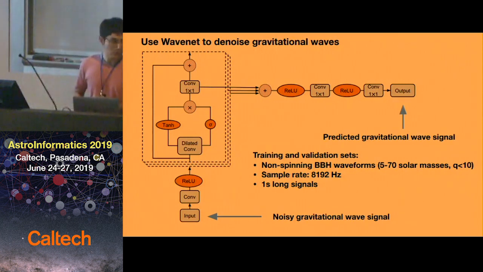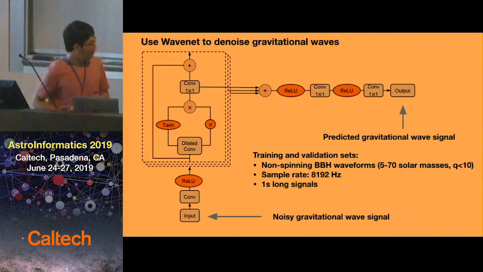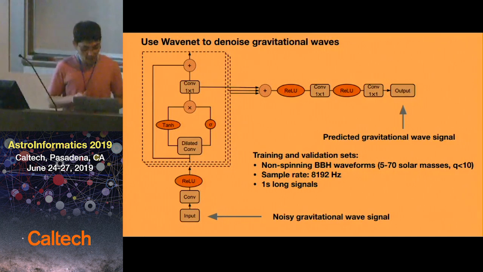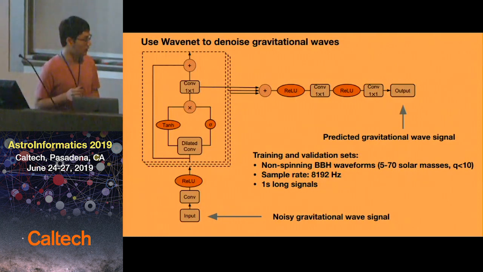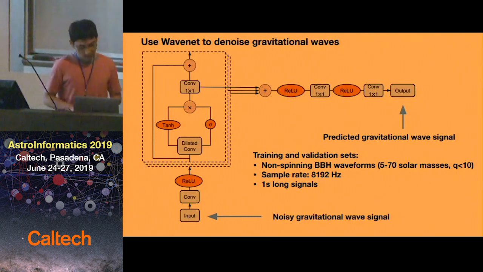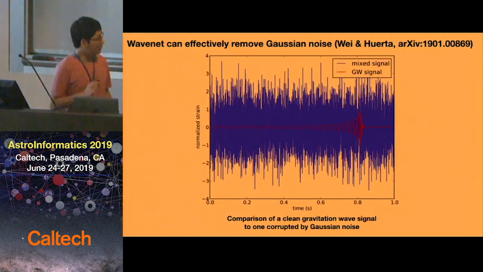So we use a non-spinning binary black hole waveform to train our neural network, and the total mass ranges from 5 to 70, and the mass ratio is from 1 to 10. So the sample rate that we use here is about 8,192, and we consider 1 second long signal. So our input is actually a vector of size 8,192.